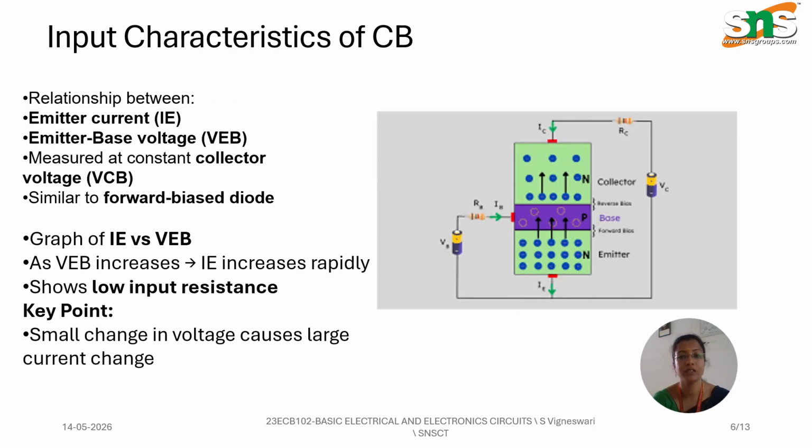Input characteristics of CB. Now let us study the input characteristics. Emitter current is IE and the emitter base voltage is VBE, while keeping the collector base voltage VCB constant. The emitter base junction behaves like a forward biased diode. As VBE increases slightly, emitter current also increases rapidly. This means a small voltage change produces a larger current change. CB configuration has low input impedance. The characteristic is similar to the forward characteristics of a PN junction diode.